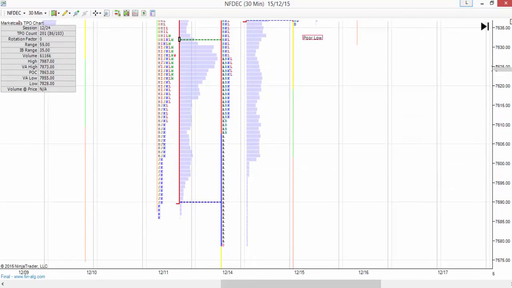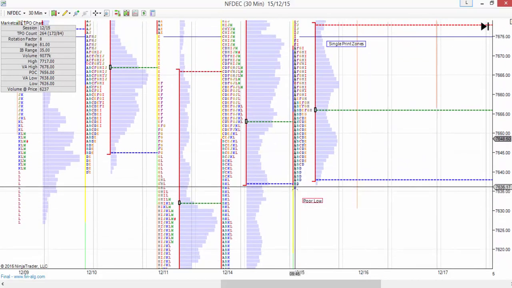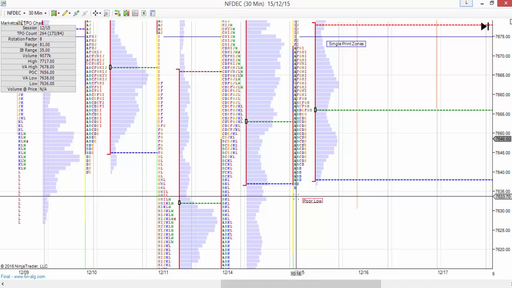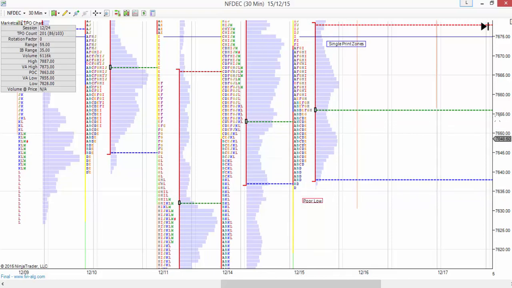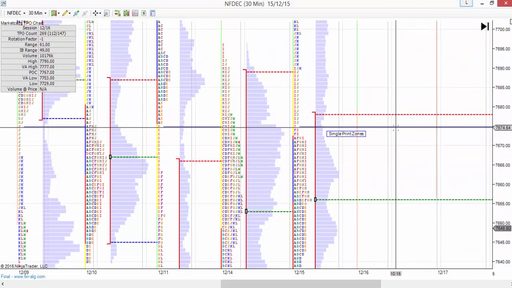And then the very next day we formed yet another key reference level, that is a poor low around 7636. A poor low generally represents liquidation. Poor low and poor high generally represent liquidations, and new money is entering the market and driving the markets. In case of a poor low, new money is driving the markets higher, and following that day it also left an interesting single print zone level. The zone level comes around 7674.